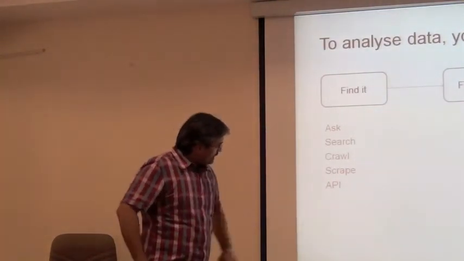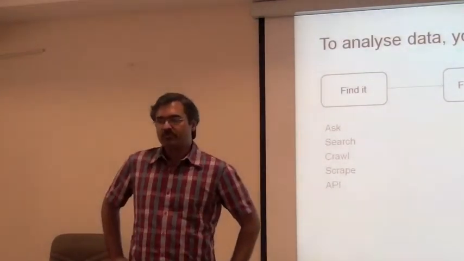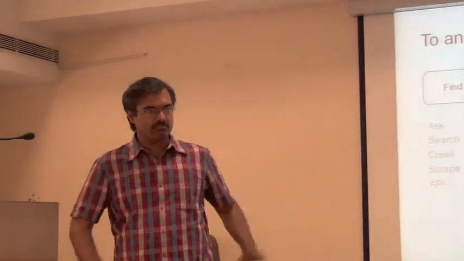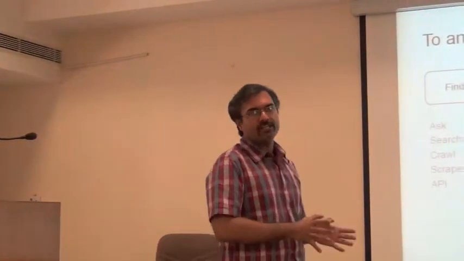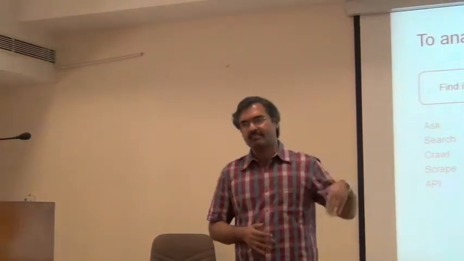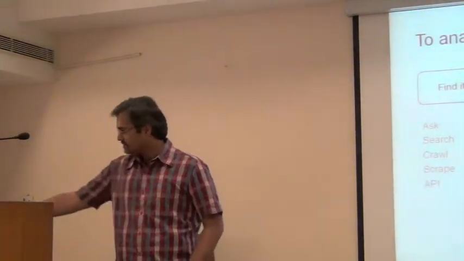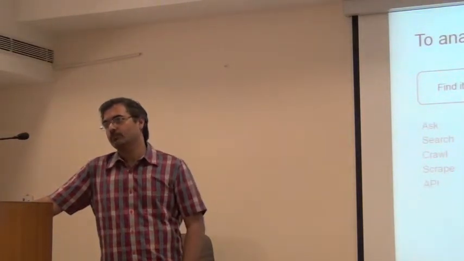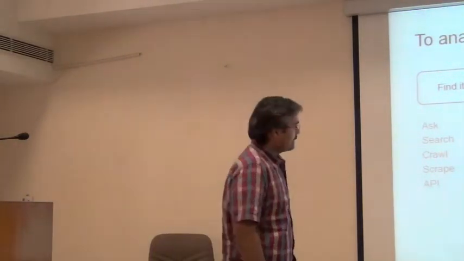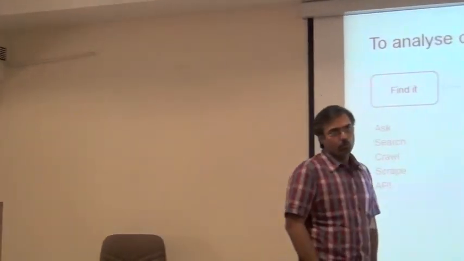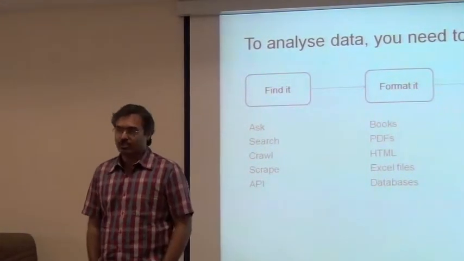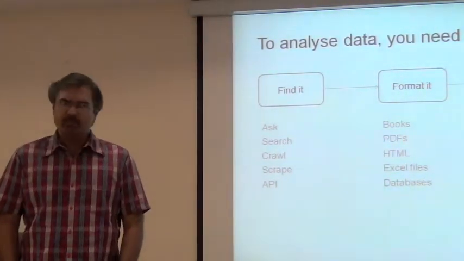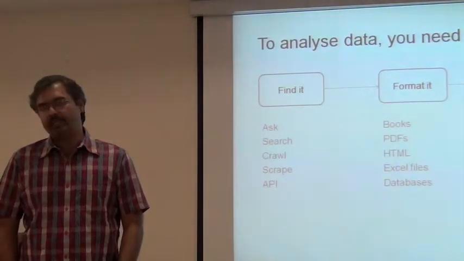These are roughly in increasing order of structure. When you ask somebody, the data that you are likely to get is possibly the least structured. When you go to an API, the data that you get is likely to be the most structured, and the rest varying levels of structure. If the data is perfectly structured, you don't really have to do much to format it. It's in the form that you want. The data that you get could be in any of many forms. It could be a book, in which case you'll have to potentially scan it, and after scanning it, use OCR to recognize it, which is a somewhat tough problem even in English.